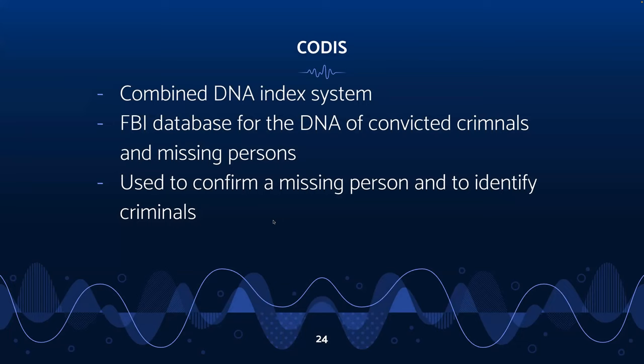All right, so first off, I'm going to start with CODIS. CODIS is this FBI database, and I guess it's not super relevant, but it's still pretty interesting. What it stands for is Combined DNA Index System. Basically it's where they put the DNA results of convicted criminals. I just realized that criminals is spelled wrong. Sorry about that. And also missing people.